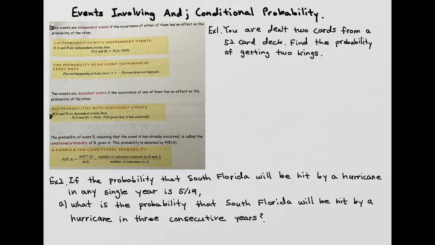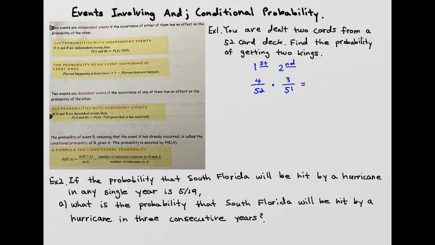Example 1: you are dealt 2 cards from a 52 card deck. Find the probability of getting 2 kings. So first time picking a king, you have 4 king cards from 52. And then because you picked 1 the first time, now you have only 3 kings remaining out of 51 cards. And this has to happen at the same time, so you're going to multiply this.